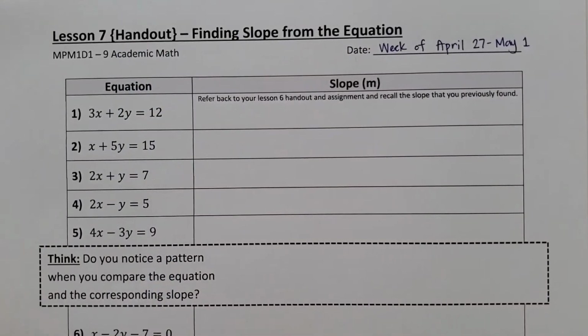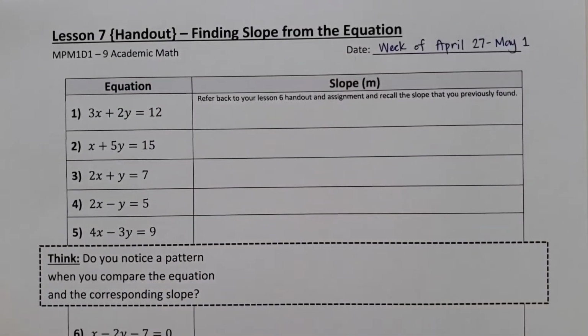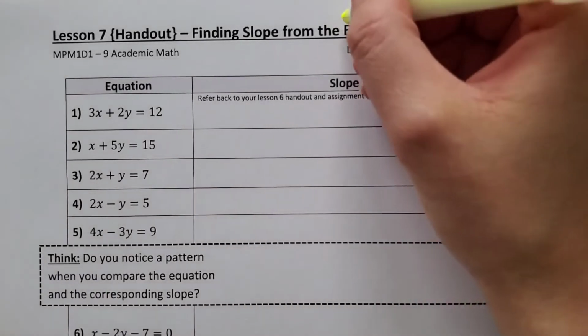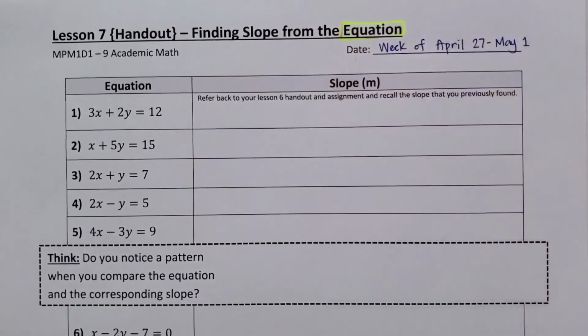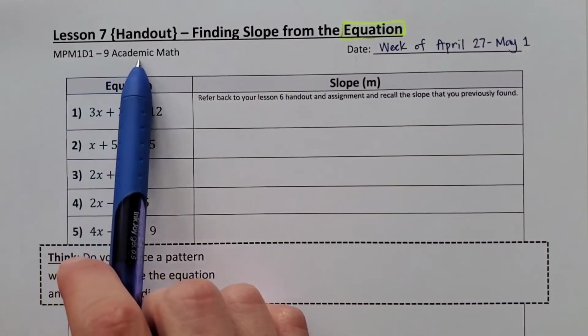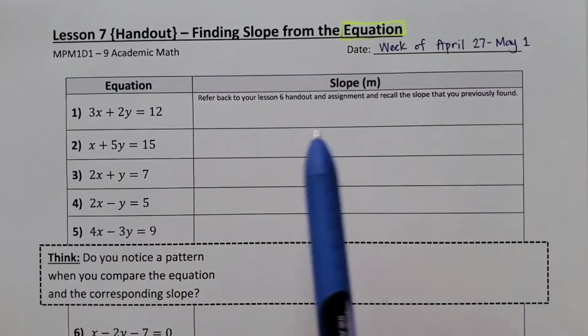So you've learned how to find the slope from a graph. You've learned how to find it when you're given 2 points. Now today you're going to learn how to find it when you're given just an equation. Okay? All right, so just make sure you're in the right video. This is for non-academic math.